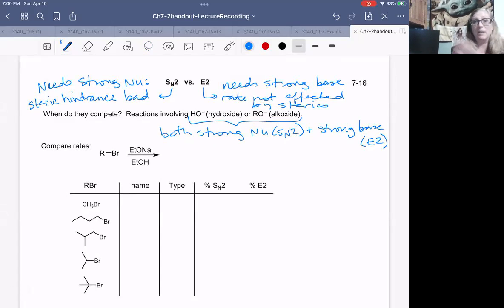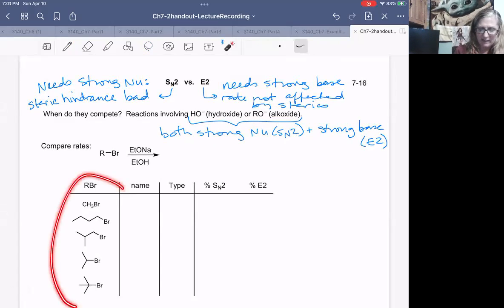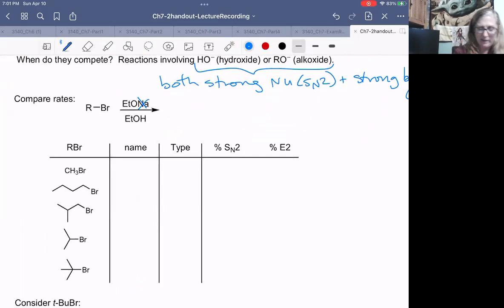So let's look at some data. If we were to study this reaction, we could take a wide variety of alkyl halides and test them. Let's react them with EtONa. What does that stand for? The sodium, of course, tells me that I have an ethyl O minus, so that's called ethoxide. This compound is called sodium ethoxide.